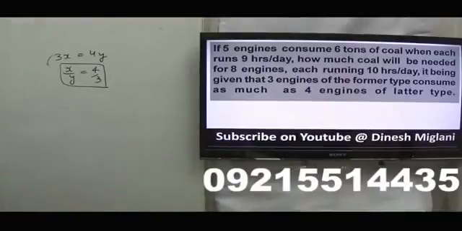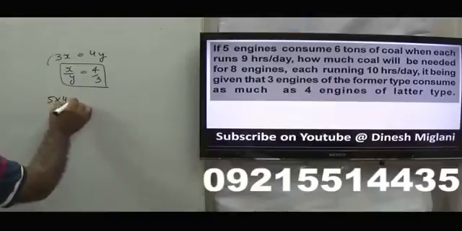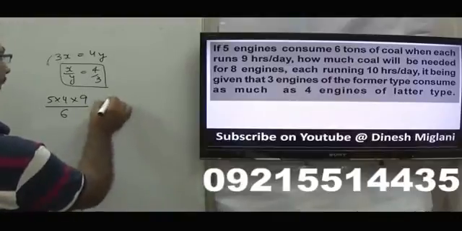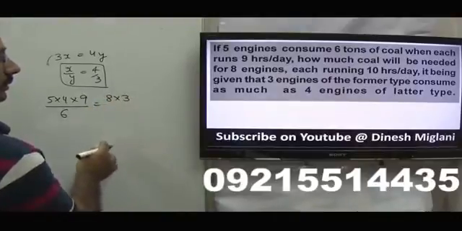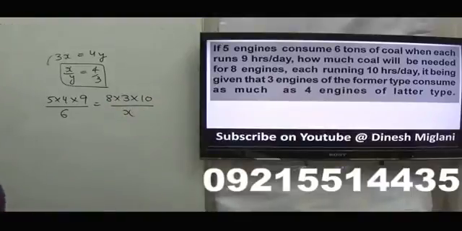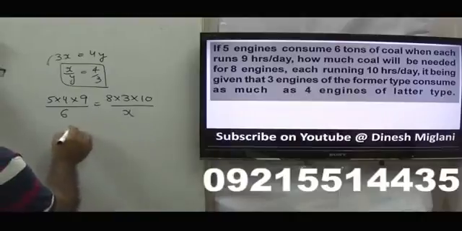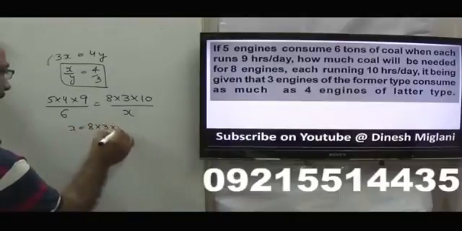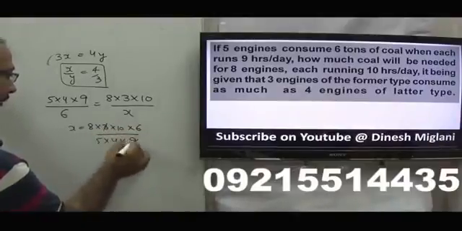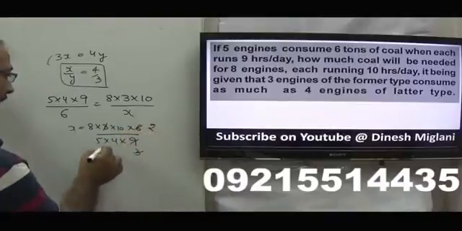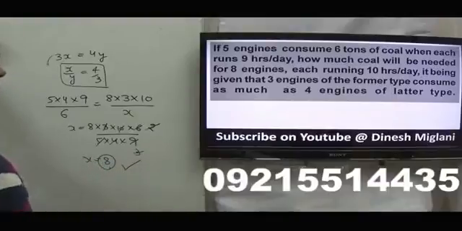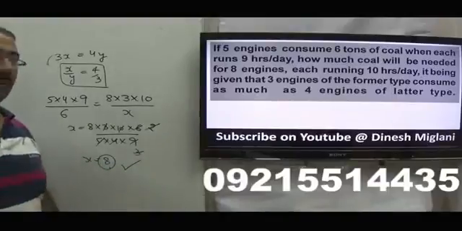Now the question is very simple. 5 engines, efficiency 4, 9 hours a day: how much do they consume? 6. In the second case, 8 engines, efficiency 3, working for 10 hours. We have to find how much coal is required; let us say that is x. Solving, x equals 8 into 3 into 10 into 6 upon 5 into 4 into 9. 3 will go on 3, 3 will go on 2, 5 into 4 is 20, that is cancelled out. So x equals 8. The coal required is 8 tons. 8 tons is your answer.